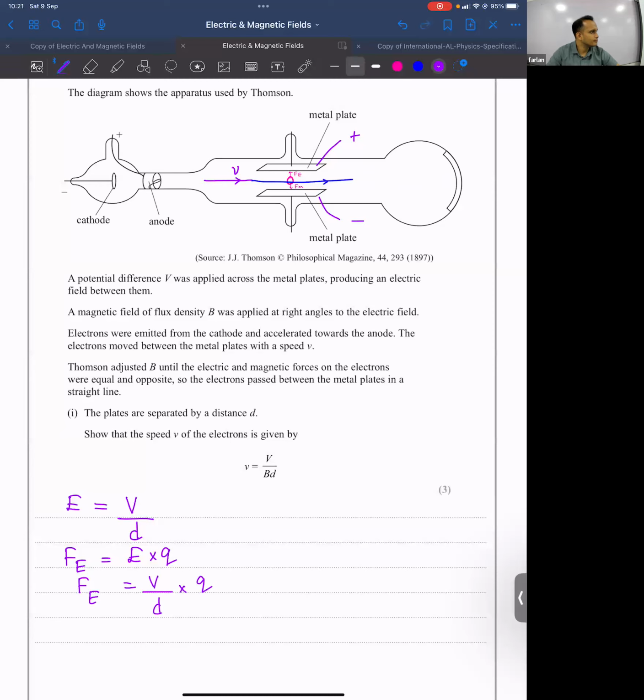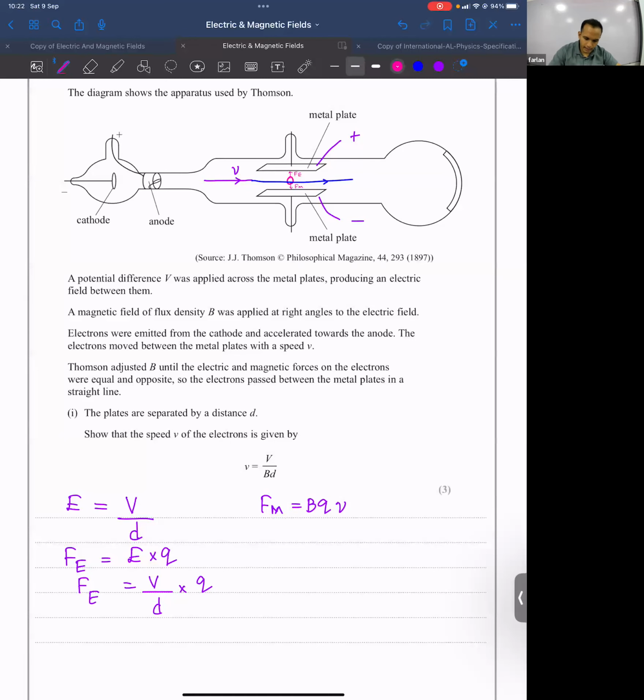Am I right? Electric field strength is V over D. Charge is Q. So V over D into Q will be the force due to the electric field. On the other side, force due to the magnetic field will be BQV. Now here, guys, there are two V's. The capital V is the potential difference. Simple V is the speed of the particle. So force due to the magnetic field is BQV.